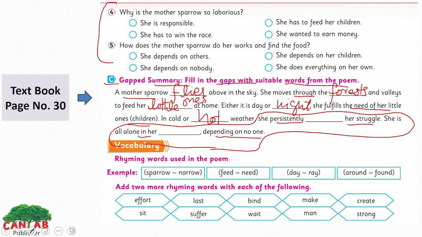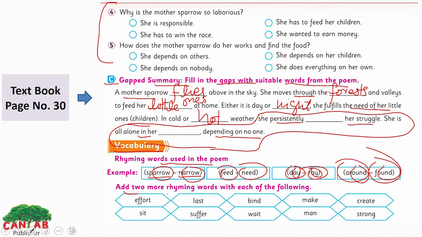This is your task. The vocabulary here, rhyming words used in the poem. Rhyming words कौन से होते हैं जो आखिर में बिल्कुल एक से साउंड करें और एक जैसे साउंड से खत्म हो, जैसे कि स्पैरो, नैरो. अब साउंड क्या है? ये एरो और एरो दोनों का एक जैसा है, सिर्फ न और प का फर्क है यहाँ पर. तो ये क्या है? राइमिंग वर्ड्स हैं. फीड एंड नीड. ईड, the sound of eed is the same in both words, day and ray, around and found. The sound of a here and sound of ound here. Only the difference of one letter or two letter sound.